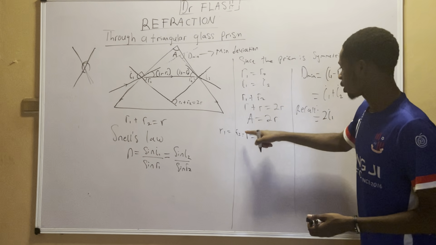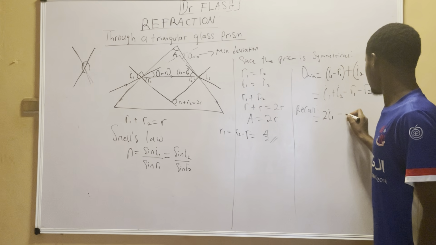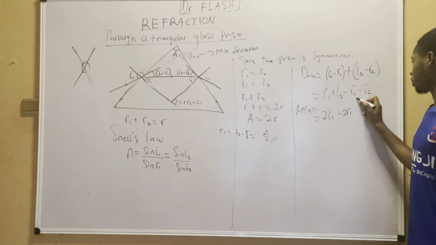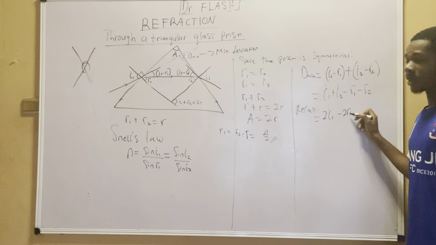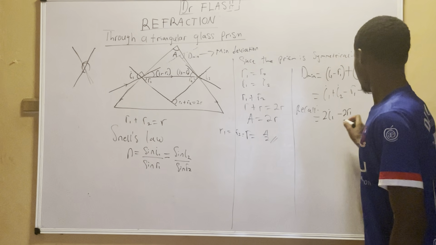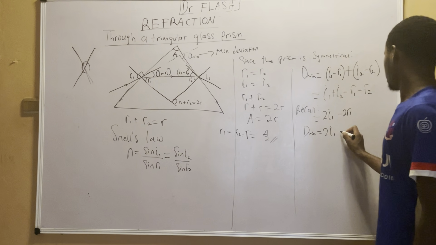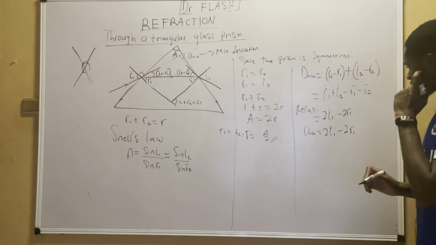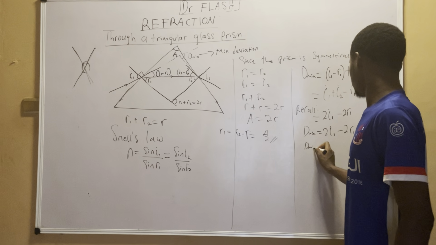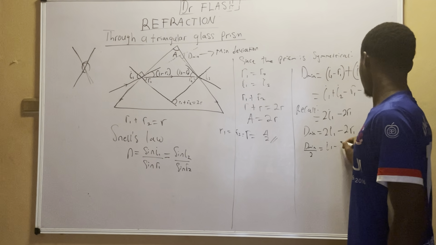R2 is the same as R1, or R, it doesn't really matter. So if I do that, I'm going to get minus 2R1, because minus R1 minus R1 is going to give us minus 2R1. I could choose to use these two as well, it doesn't really matter. Now, here's what I'm going to get. Then we can say the minimum deviation is 2I1 minus 2R1. And we can also factorize 2, giving us minimum deviation over 2 equals I1 minus R1.